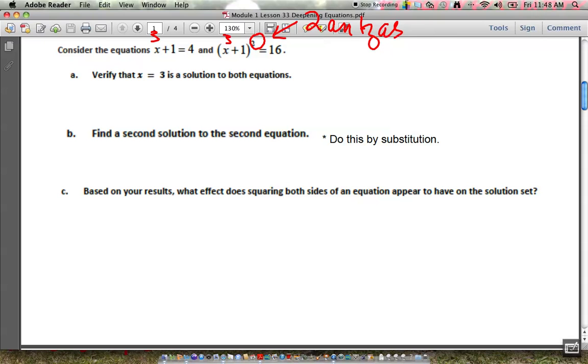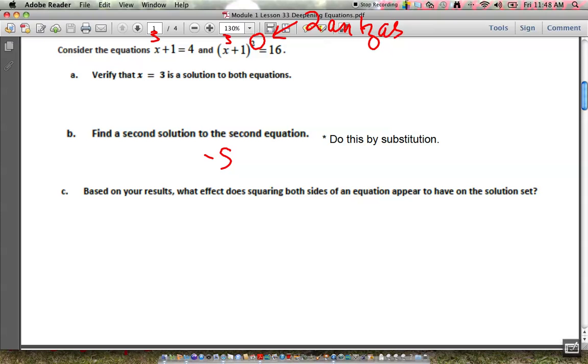What do you think there would be if the exponent was 3? 3 answers. What if 4? 4 answers. Here the exponent is 1. We don't even write it. So there's only 1 answer. The next question says find the second solution. And there normally is. There's not always, but there normally is. The second solution is negative 5.